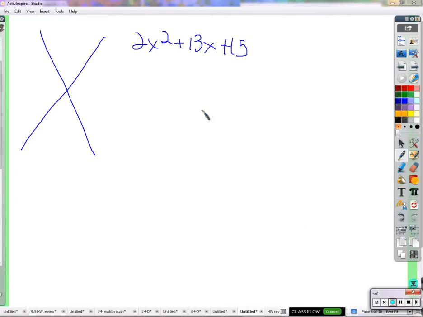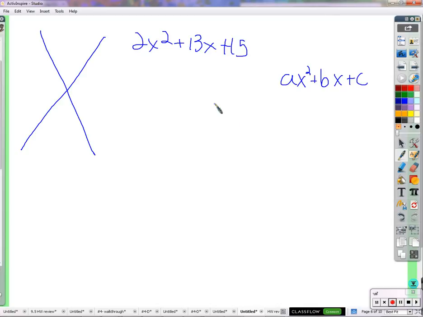Okay, so I call this the AC method, and here's why. Because any quadratic will look like this. It'll look like some number a times x squared plus some number b times x plus c. That's what this looks like, right? There's that: a x squared plus b x plus c.